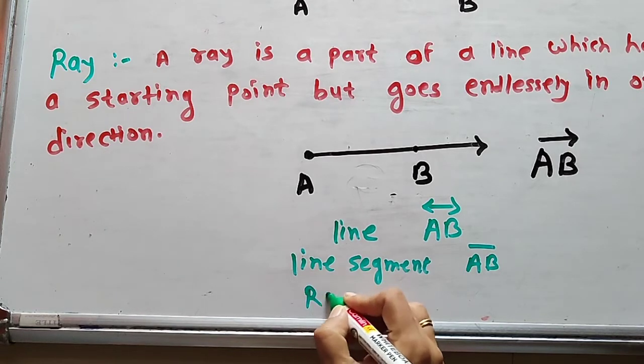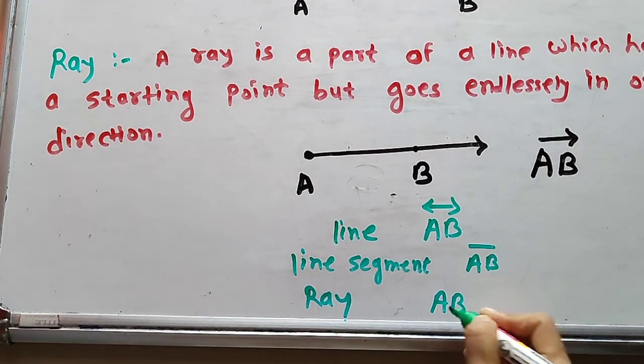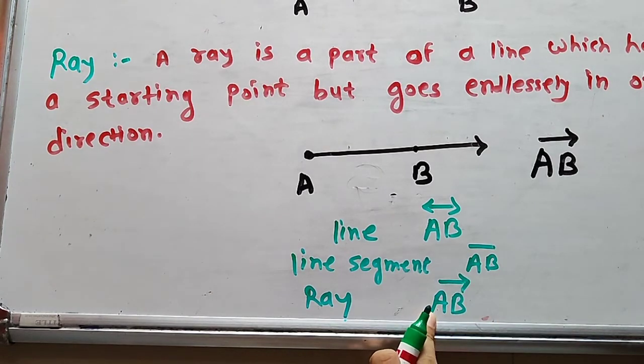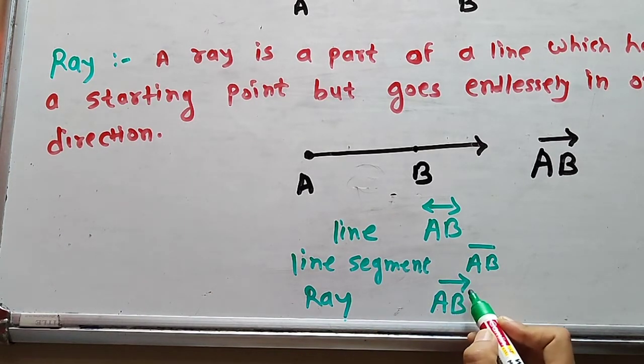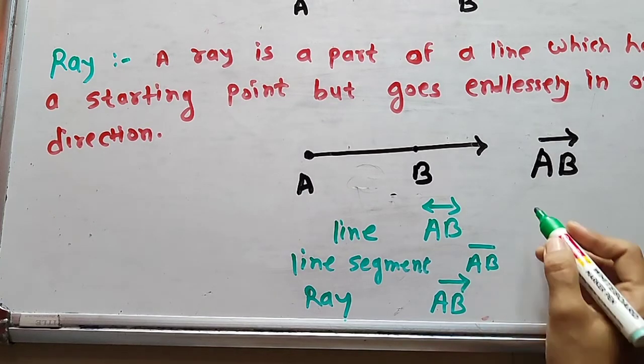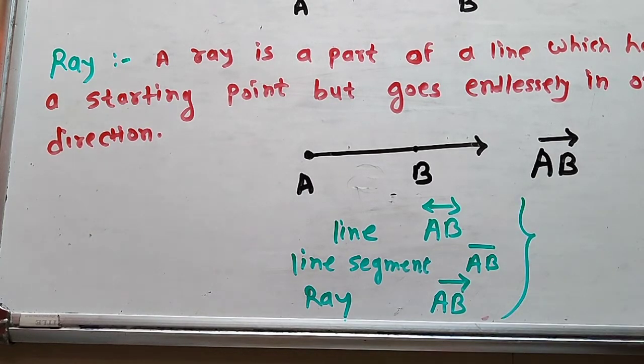Then how do we write a ray? Ray AB: we see the direction it goes. A is the starting point, B is the ending point, so we use an arrow mark on one side. These are the three important terms.